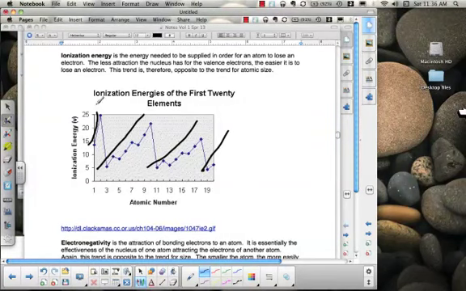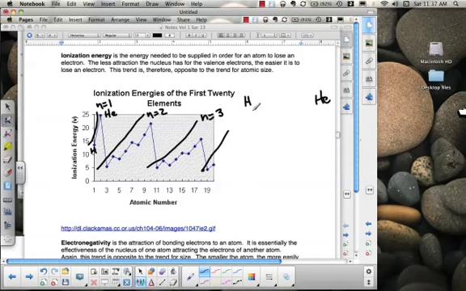So this is n equals 1. This is the first row of the periodic table. This is the second row of the periodic table, and this is the third row of the periodic table. You see that this is atomic number down here, and this is energy on the y-axis. So hydrogen is at the bottom, helium is at the top. What is happening as I go from hydrogen on this side of the periodic table to helium on this side? Much larger ionization energy for helium.